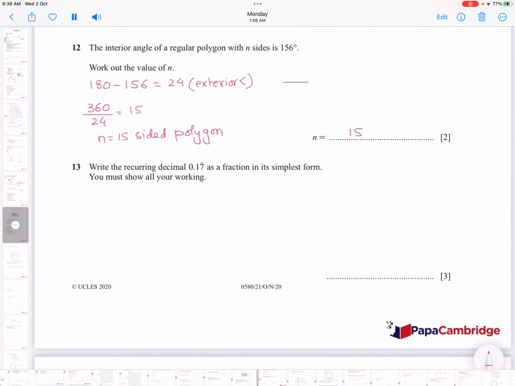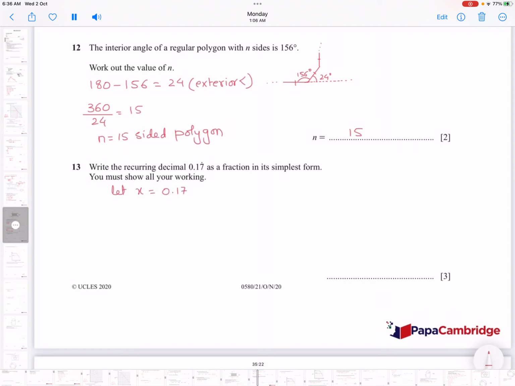Write the recurring decimal. So I showed it like this in the shape of a diagram. Write the recurring decimal 0.177, where 7 is recurring, as a fraction in its simplest form. You must show all your working.